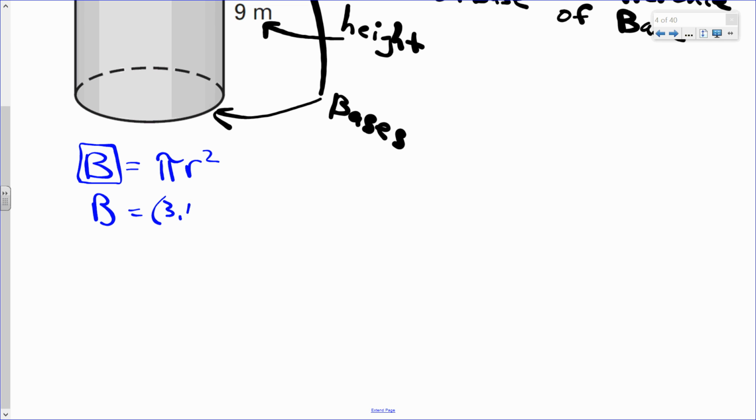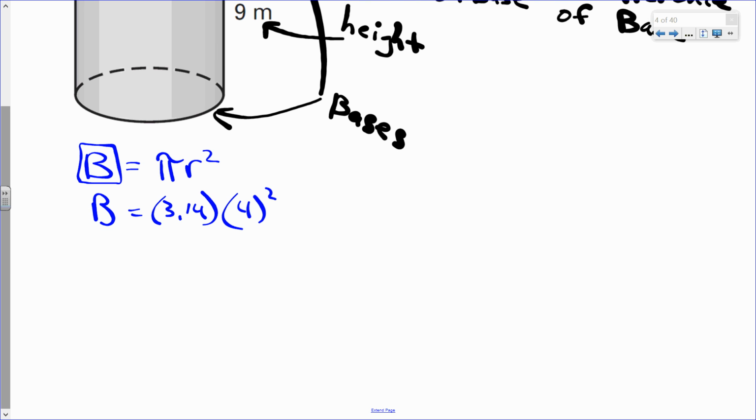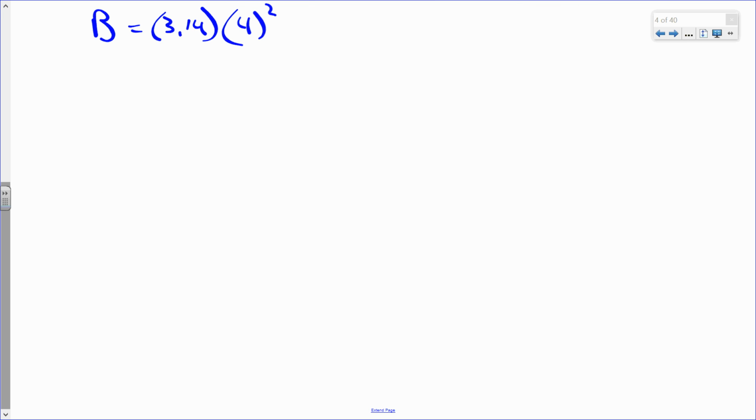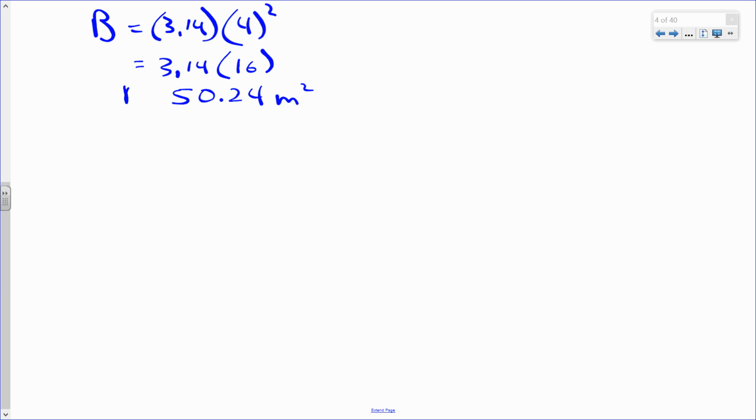3.14 times the radius, 4 meters, squared. Let's do it. Pi r squared. I got 3.14 times 16. That becomes 50.24 square meters. That's the area of one circle.